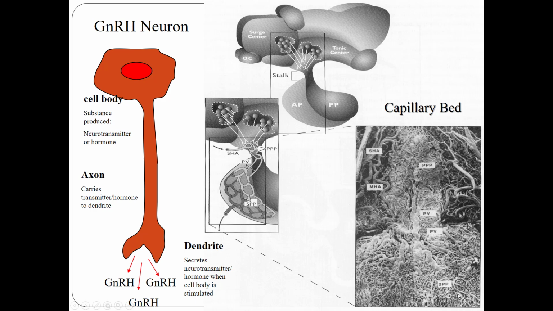And down here towards the bottom, this is going to be a lot of capillary system that is going to house certain cell types that are going to produce things like LH and FSH.